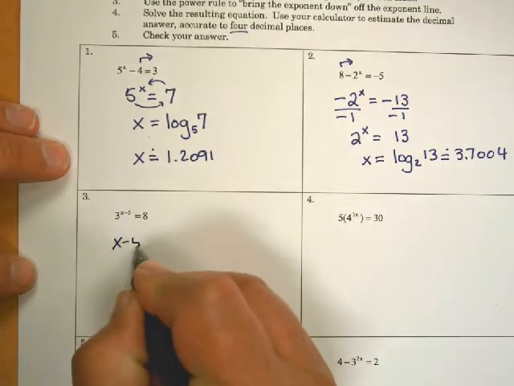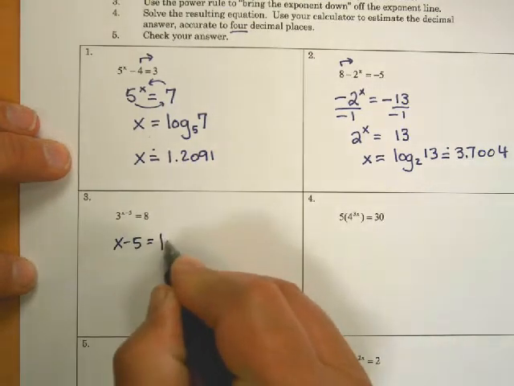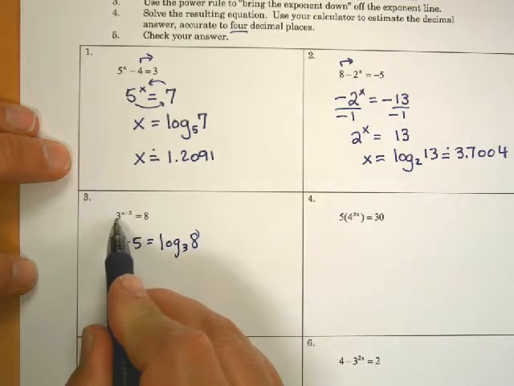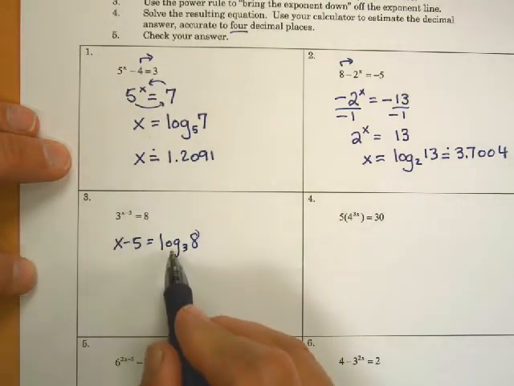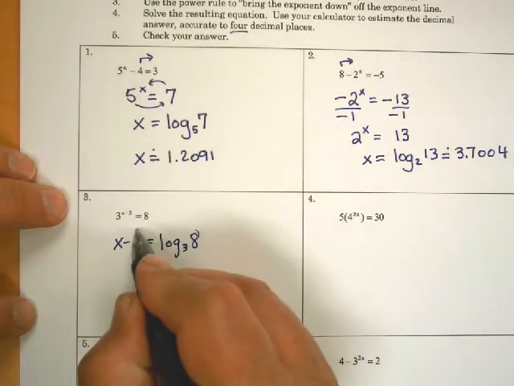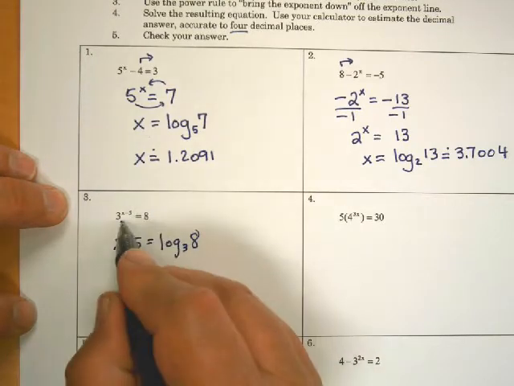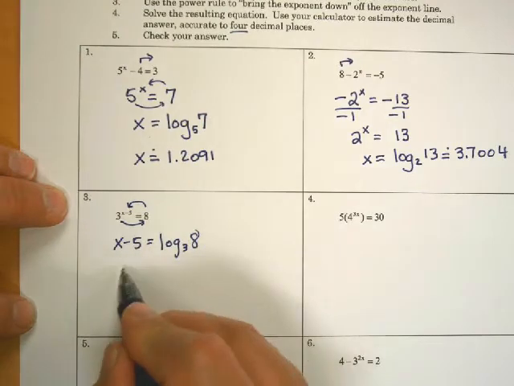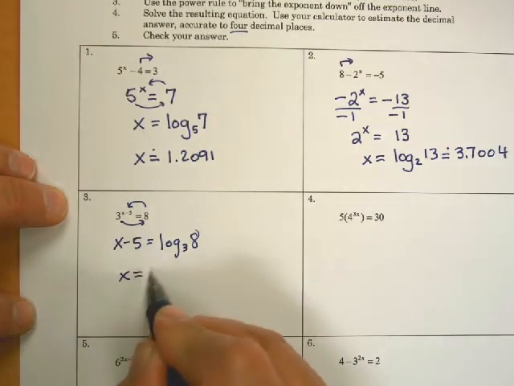x minus 5 is the logarithm base 3 of 8. You can see I took this base on one side and made it a logarithmic base on the other side, and that's just simply going around the world. Log base 3 of 8 is x minus 5. Now we'll add 5 to both sides.